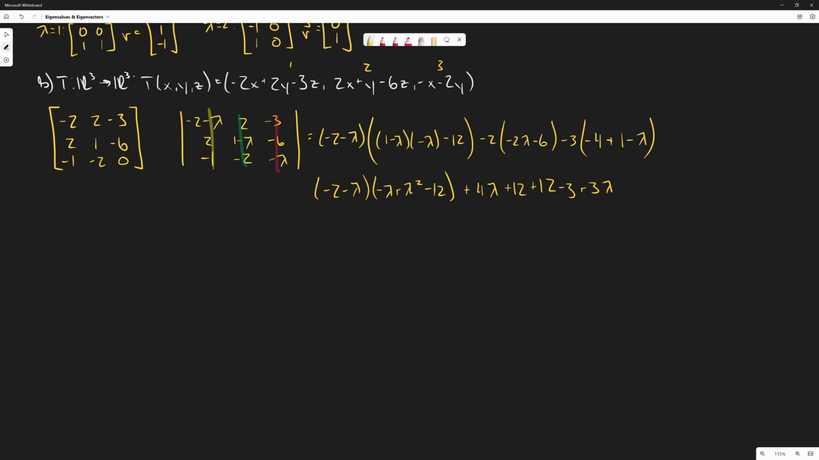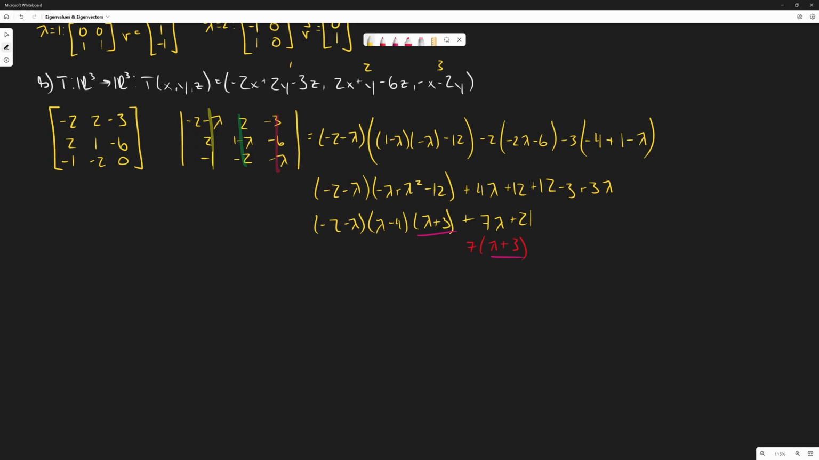And then this would just be negative 2 minus lambda. This becomes lambda minus 4 times lambda plus 3. And this would be plus 4 plus 3 is 7 lambda. And then 12 plus 12 is 24, minus 3 is 21. We can factor out the 7, so we have lambda plus 3, and that is equal to 0. Interestingly enough, we have a lambda plus 3 that we can factor out.